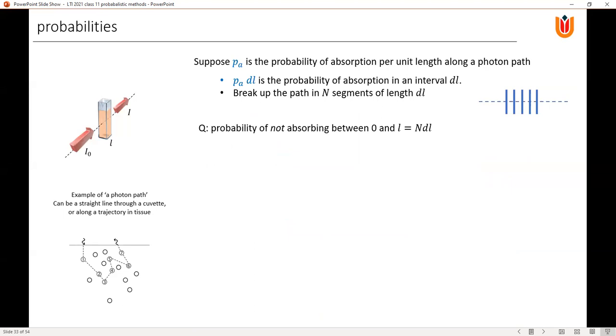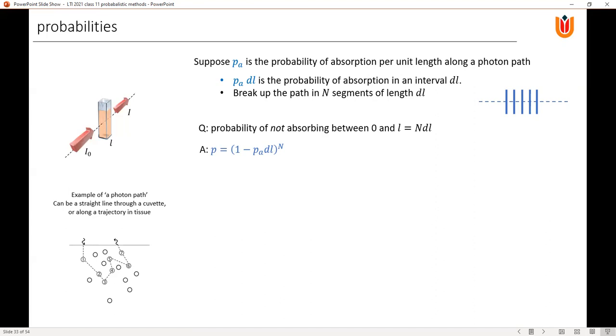So you can now look at any photon path length and break it up in segments of size DL. And for each of these segments, you can do the analysis. So let's say we can break it up in capital N segments. And the probability of transmission, or the probability of not absorbing, between 0 and a certain length L equal to N DL, is simply multiplying out all these probabilities.